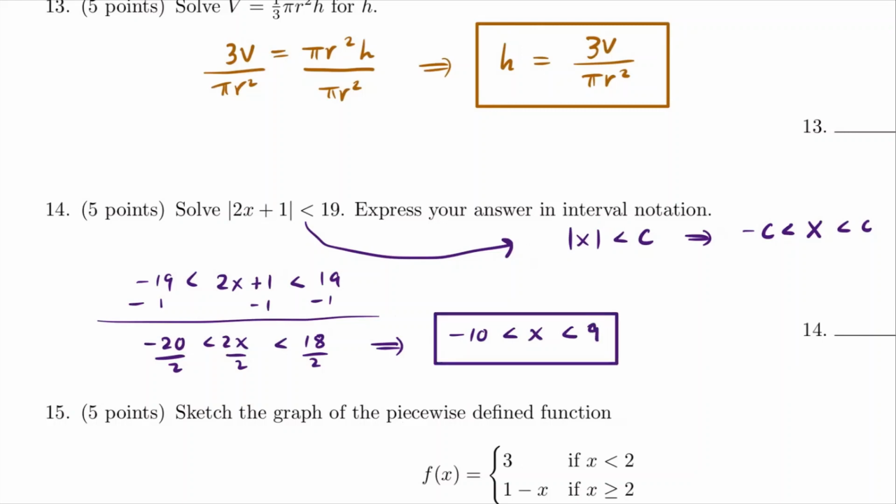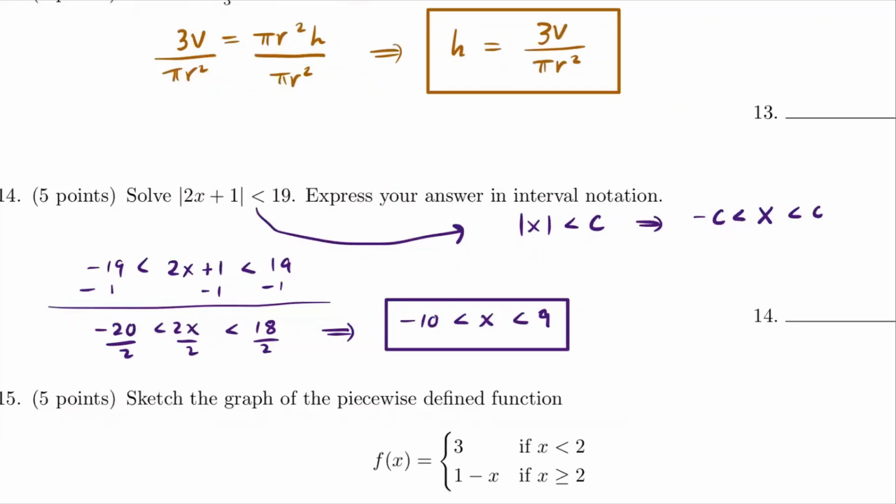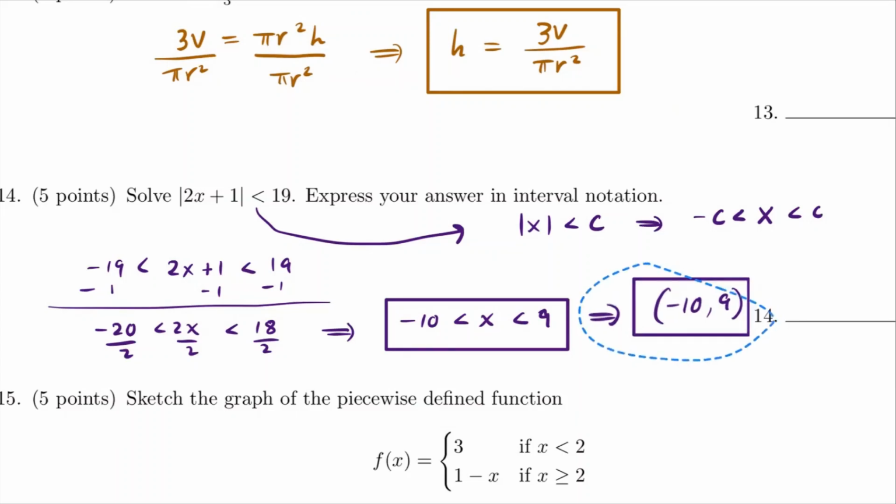You don't have to test x values into this inequality because this is already explicitly stated. So our solution in interval notation, open parentheses, negative 10 to 9, open. Because of the strict inequality, we'll put parentheses. So this will be our final answer.